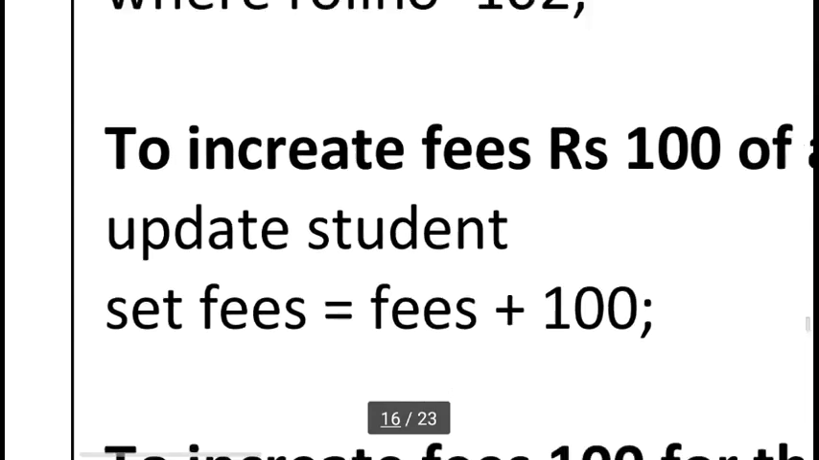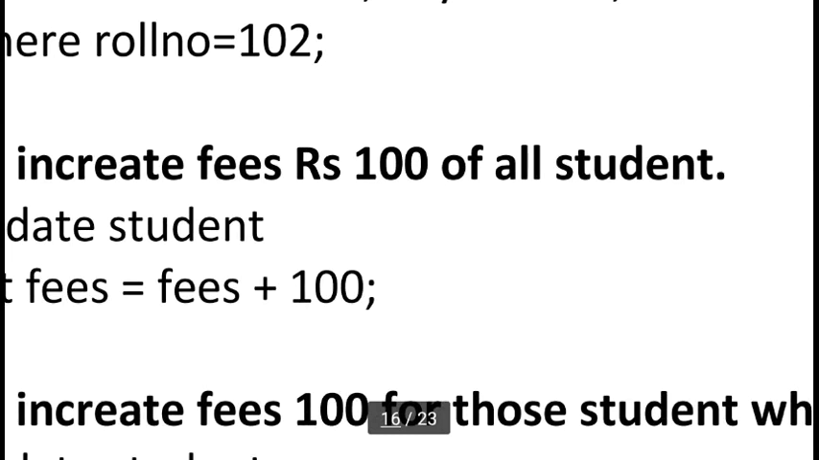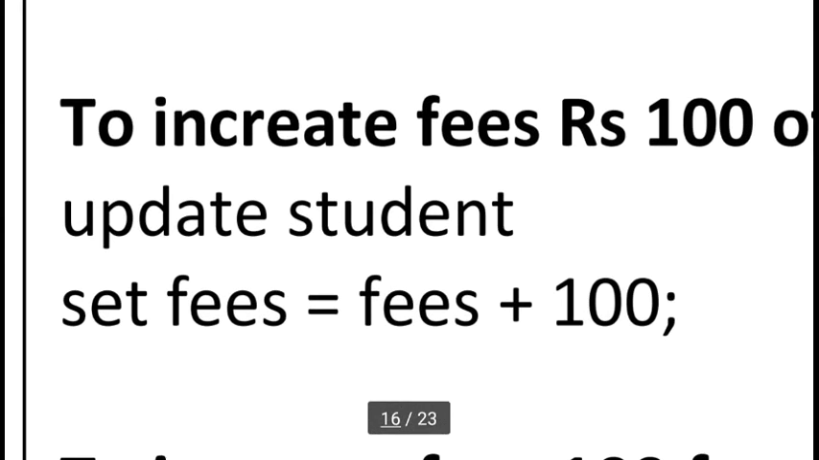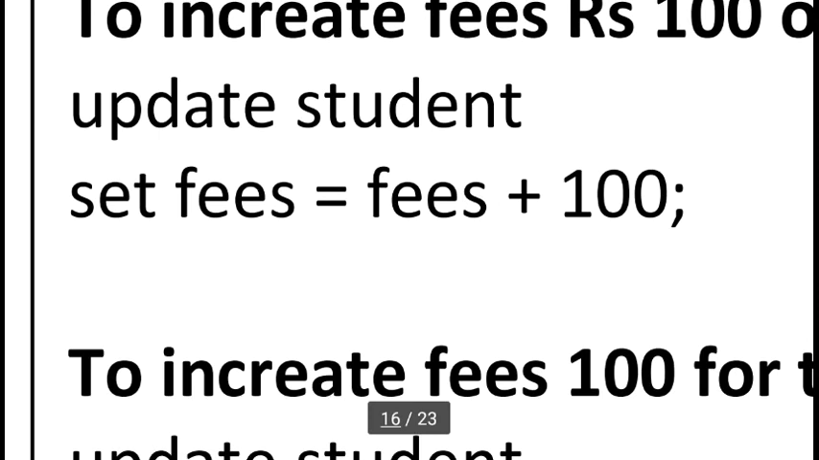Okay, we can also perform an arithmetic operation to increase the fees by ₹100 for all students. So we can use update student, set fees equal to fees plus 100. This expression is important. So first we take the existing fees column and increase it by plus 100. So we can change all the students' fees to 100 rupees more.